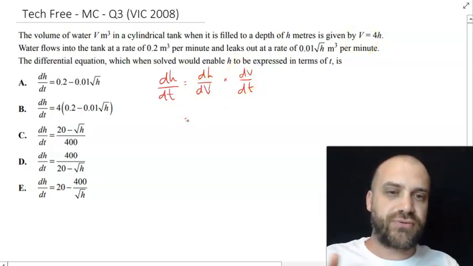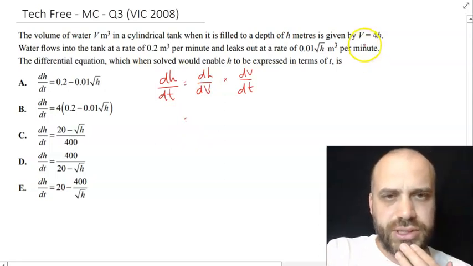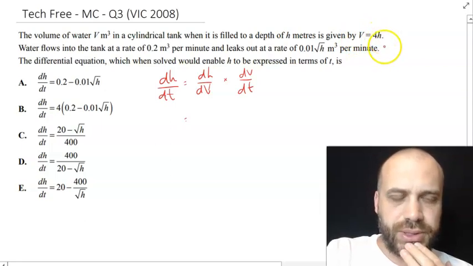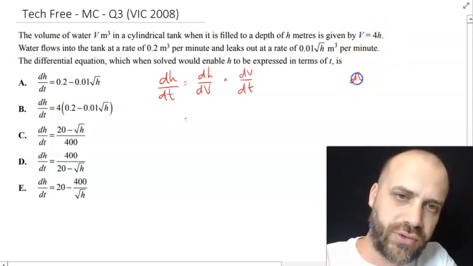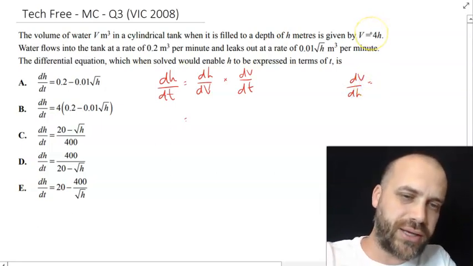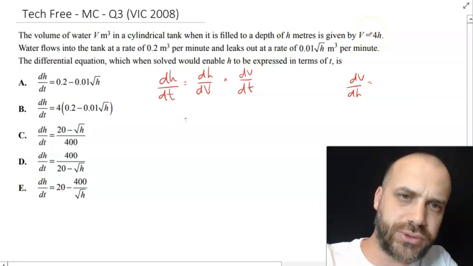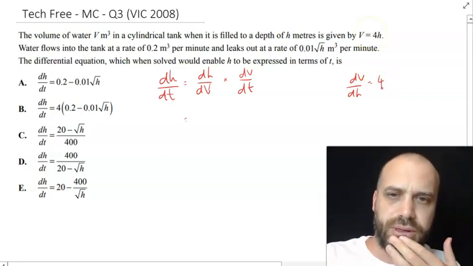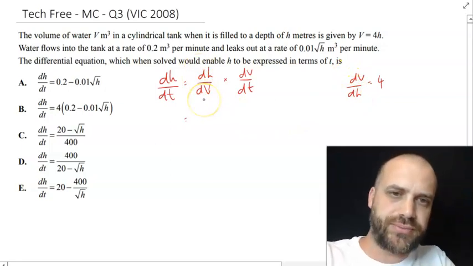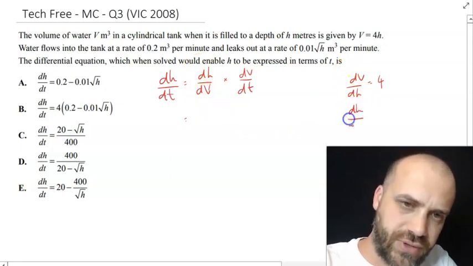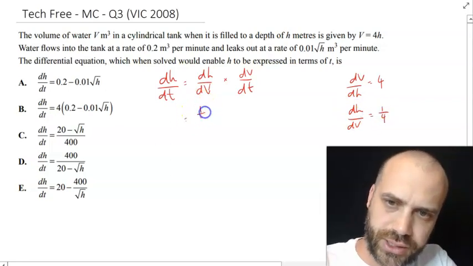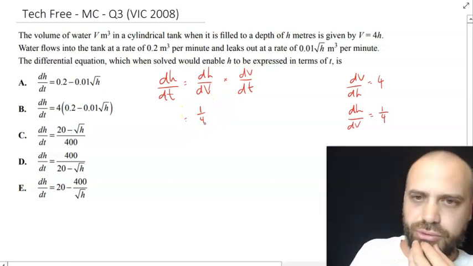Okay, and now I need to fill in the gaps. I've got some sort of relationship between V and H, which means that I'm going to be able to find the derivative of V with respect to H just by deriving that. And that's going to be equal to 4. Now, I don't want dV/dH, I want dH/dV. So, dH/dV is going to be equal to 1/4. Alright, so I have 1/4 sitting right there.